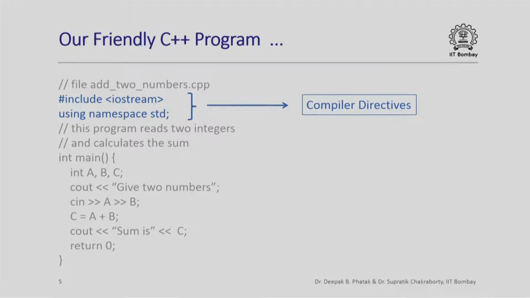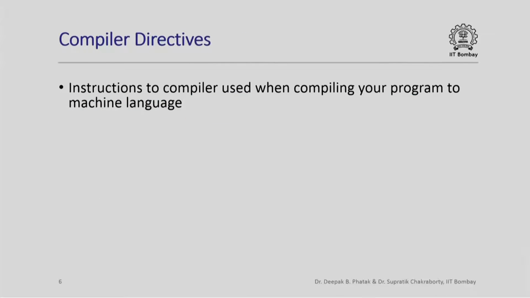So now let us look at our friendly program, and I have highlighted in blue two lines at the beginning of the program, hash include iostream within angle brackets and using namespace std. These two lines are what are called compiler directives. What are compiler directives? These are instructions that are given to the compiler, which the compiler is going to use when it is compiling your program in C++ down to the language of the machine.